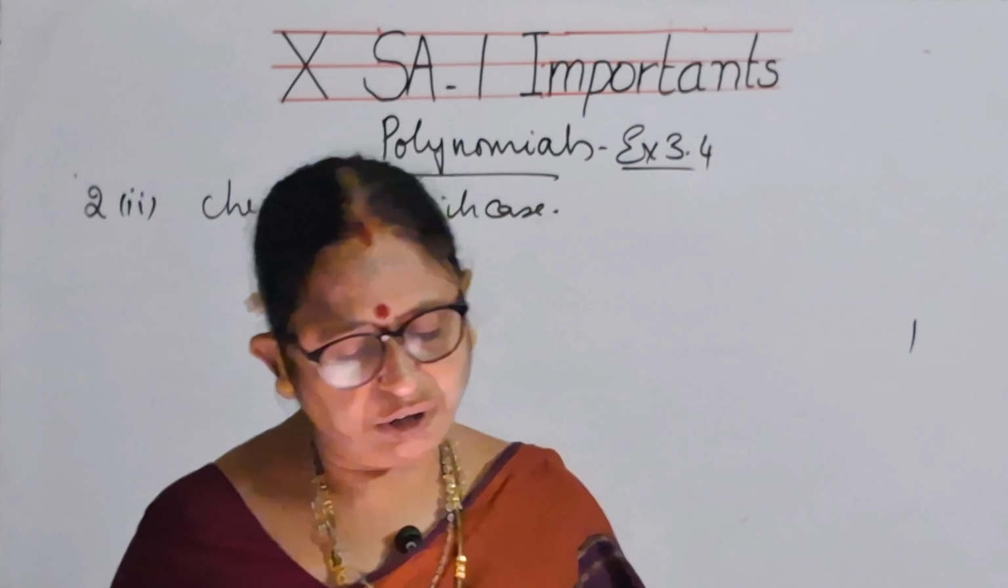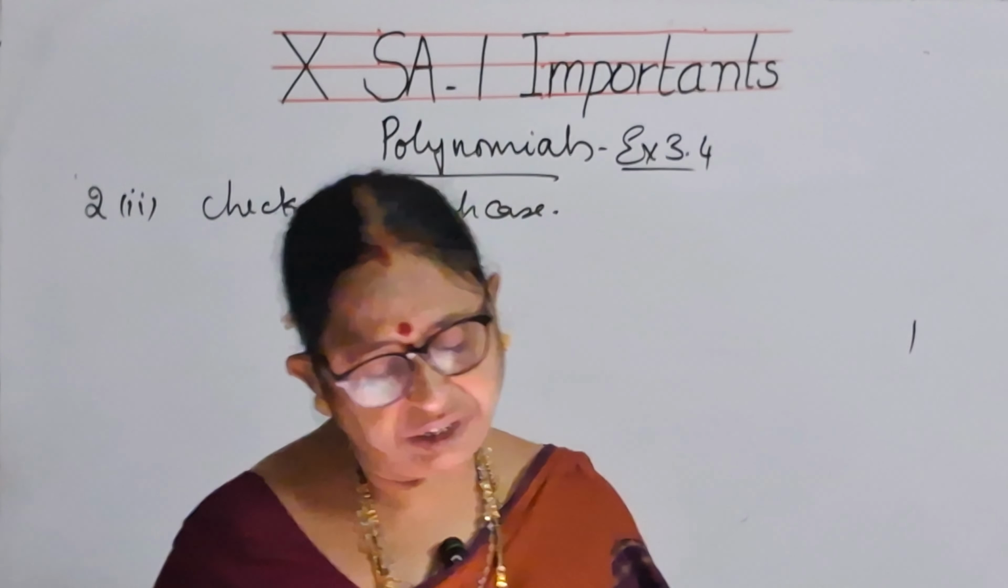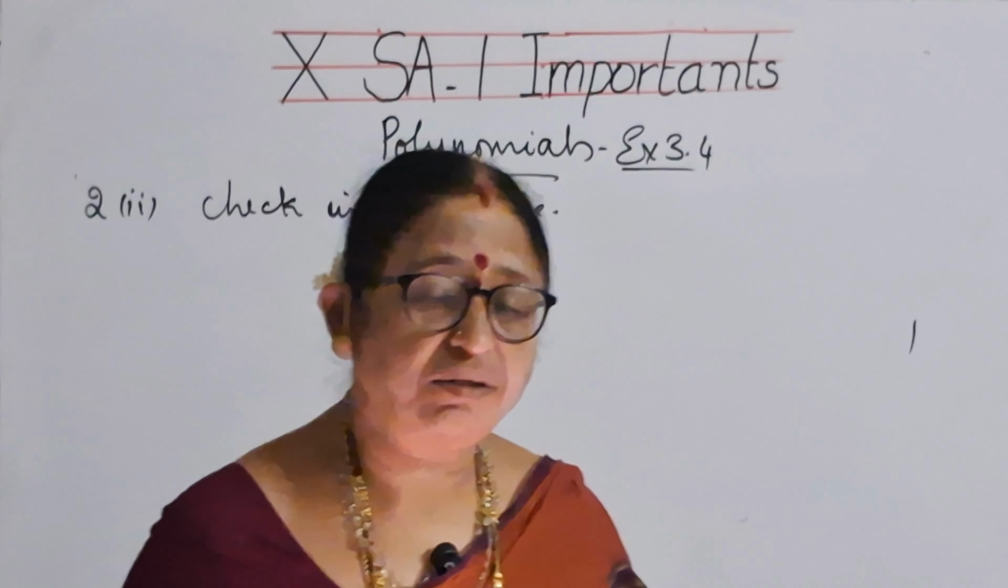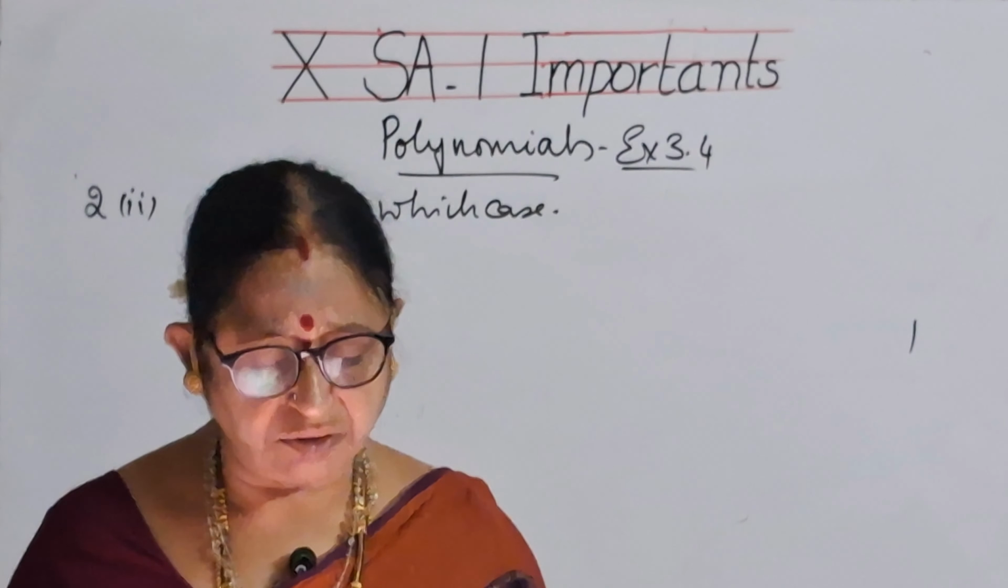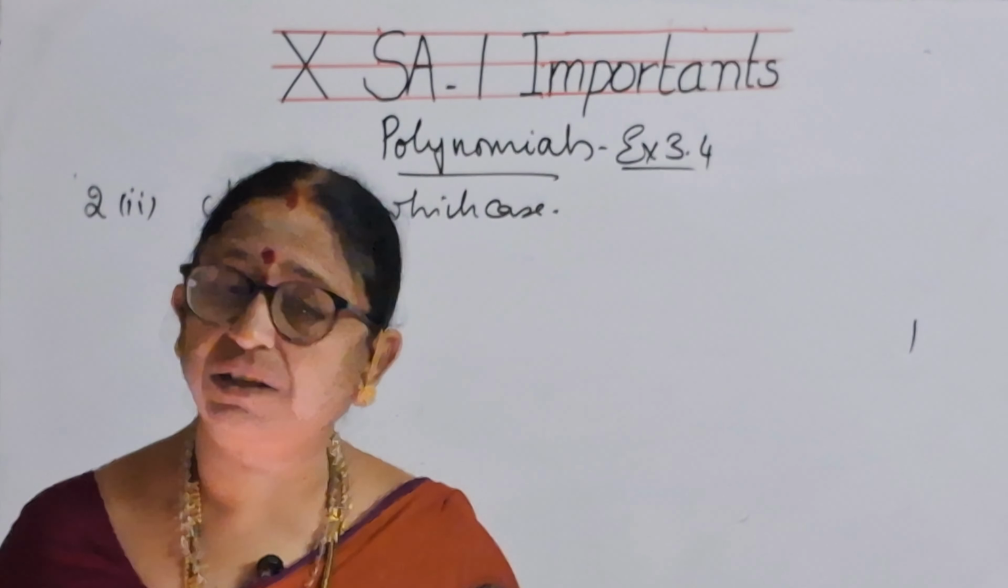t square minus 3, and 2t to the power of 4 plus 3t cube minus 2t square minus 9t minus 12. These are the two polynomials. So the first one you have got is t square minus 3. The second one is 2t to the power of 4, and so on. So the second one you need to divide by the first one.